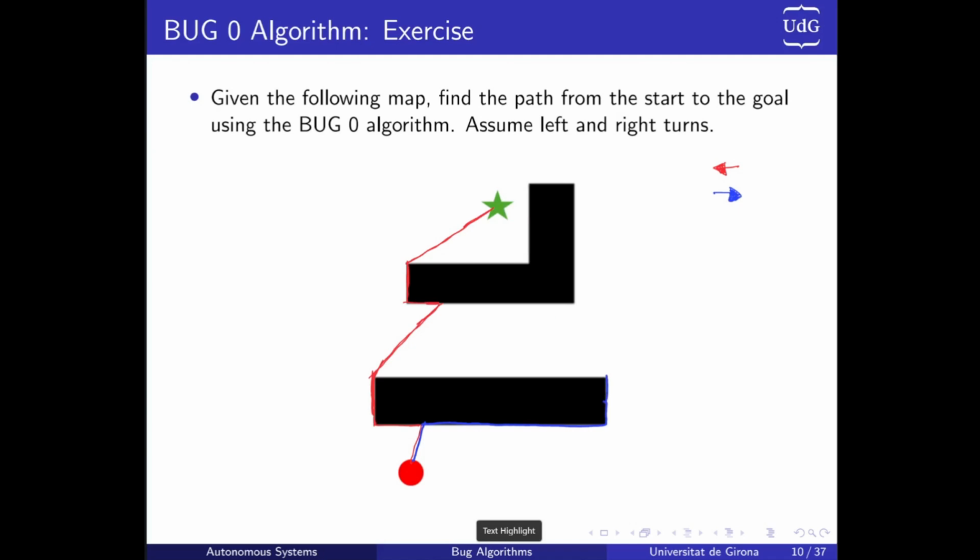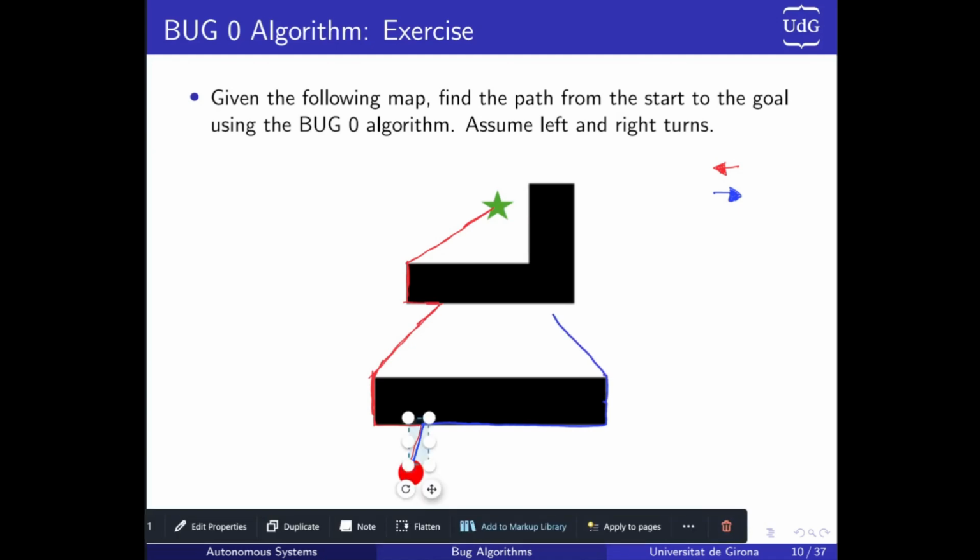At this moment, yes, we can move towards the goal, more or less, something like that. And in this moment, we need to turn right. Turn right, we keep following the obstacle until we are more or less here, and then we reach here.